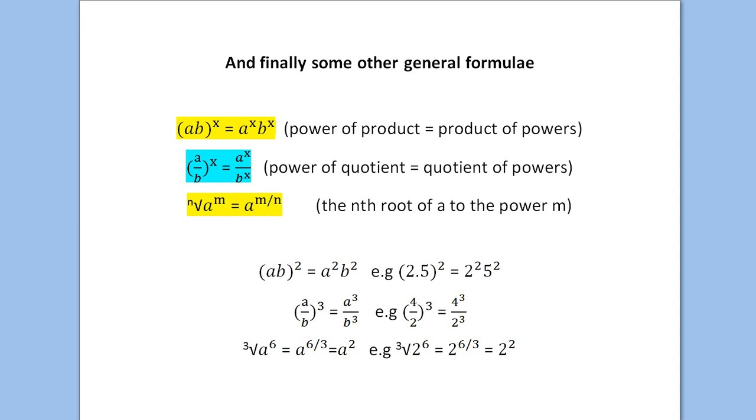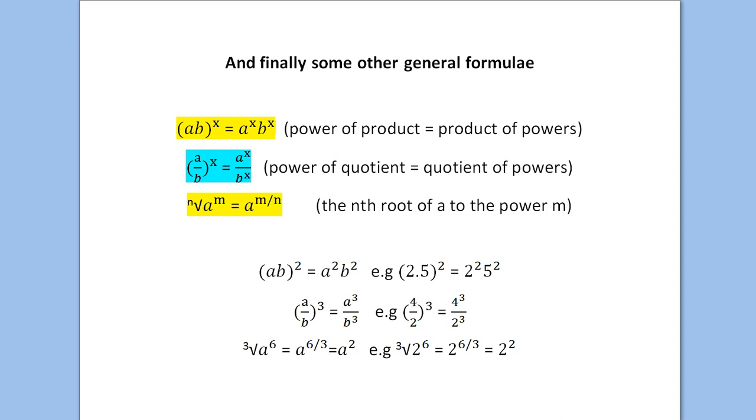A few examples. AB all in a bracket squared equals a squared b squared. Example, 2 times 5 all squared equals 2 squared times 5 squared. You can quickly verify that on your calculator. 2 times 5 is 10, squared equals 100. 2 squared times 5 squared equals 4 times 25, which equals 100.